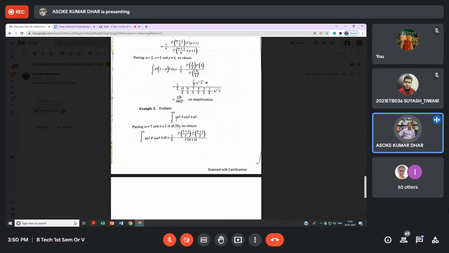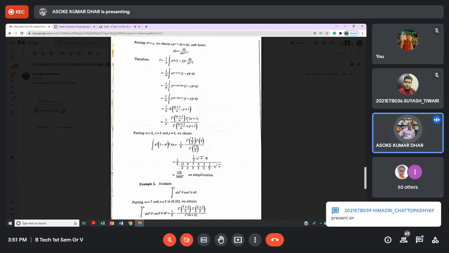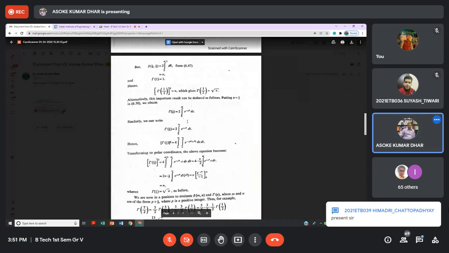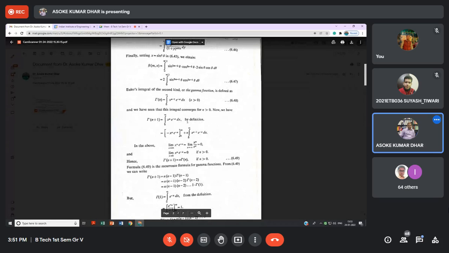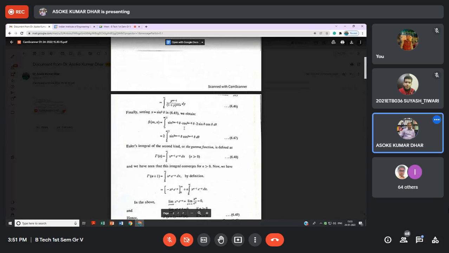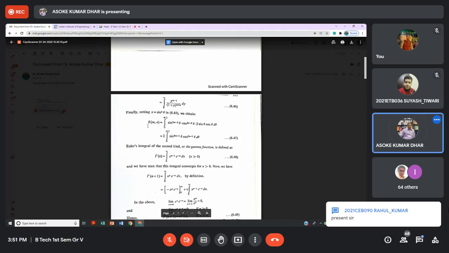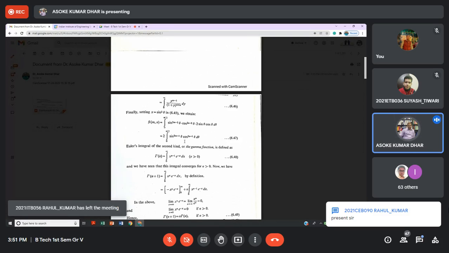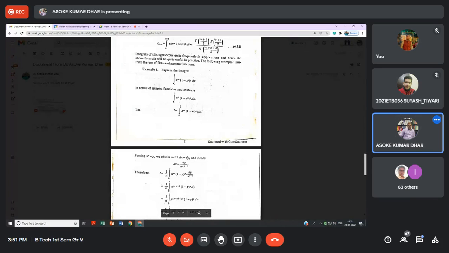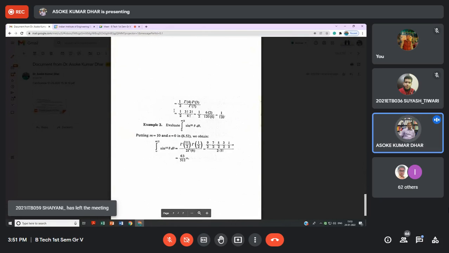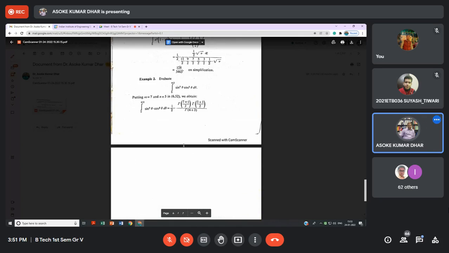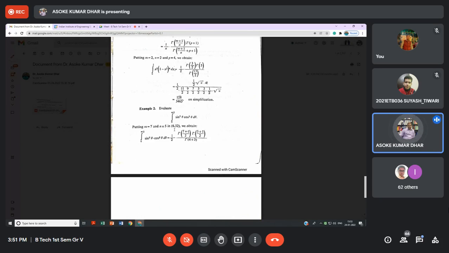Evaluate the integral from 0 to pi by 2 of sin 7 theta cos 5 theta. This form is, I hope, well known: the second form of the beta function and gamma function. This form, and you put m and n accordingly. Example 2, this one. Put m is 7, n is 5.